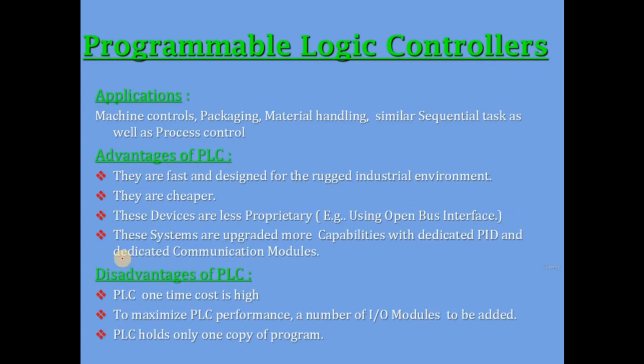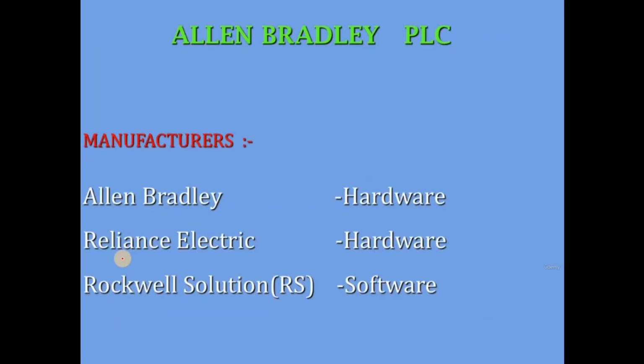So basically the cost of PLC is very high, right? So that is the disadvantage of PLC, but the company can afford the PLCs. The reason is that there are so many advantages which we get from the PLCs, right? So the company can afford it.